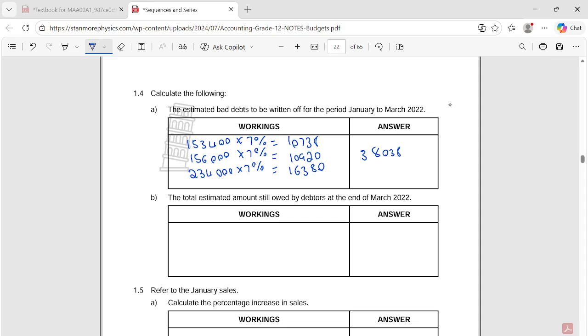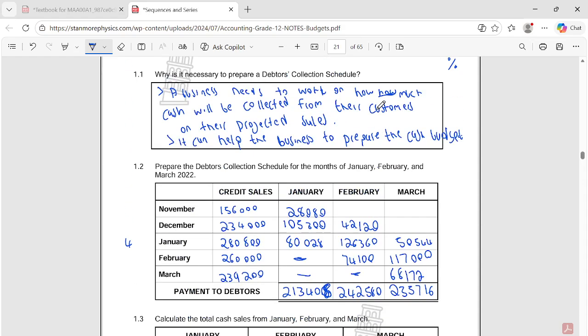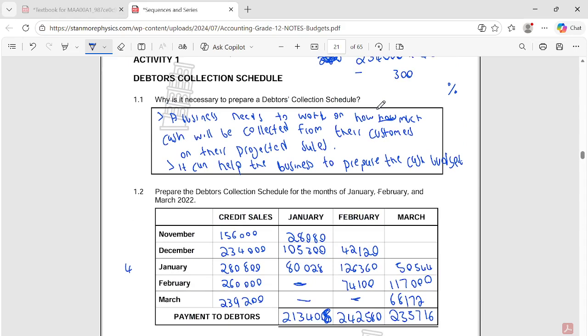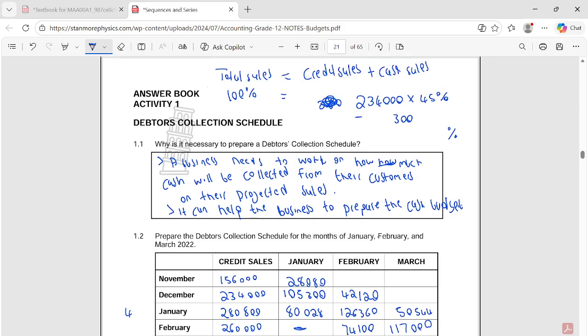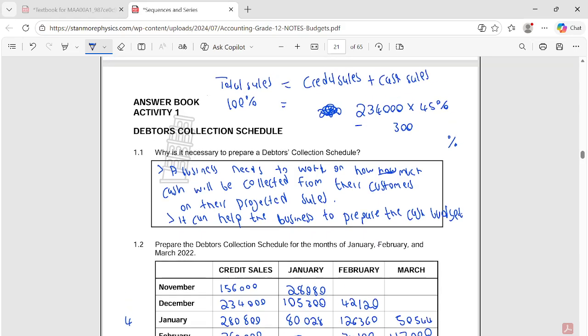So you must read this question, guys. They're saying that we want the estimate bad debts to be written off for the month of January. Now let's come here. We're having what is known as a credit sale, meaning this thing starts from October, November, and December, right?